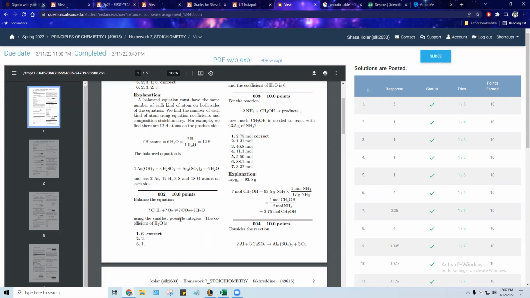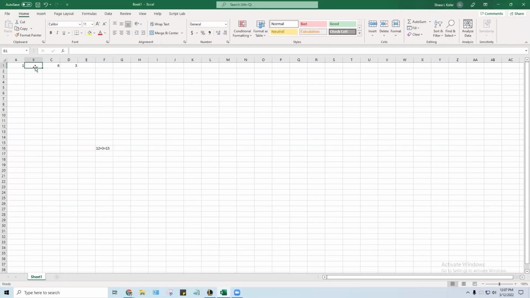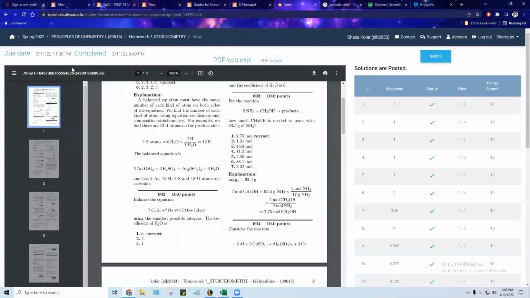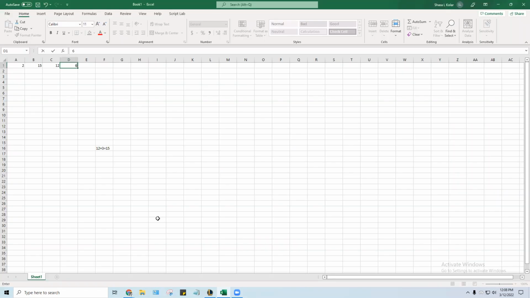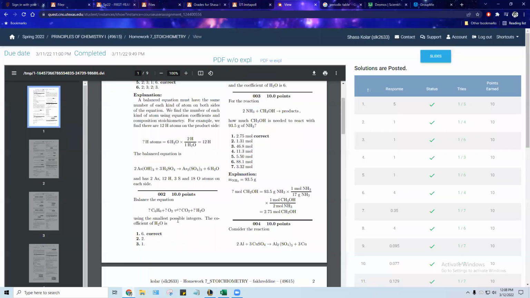So we're going to have to multiply the rest of them. So we'll put 15 here, or would it be 15? Yeah, I think it would be 15. So then we would put 2 here, 12 here, 6 here. And we can just check to make sure that works. So we have 2 times 6 carbons, that's 12. We have 12 carbons over here, that works.